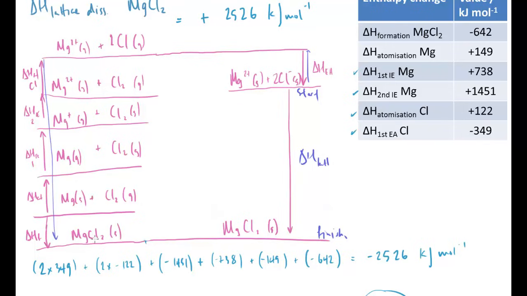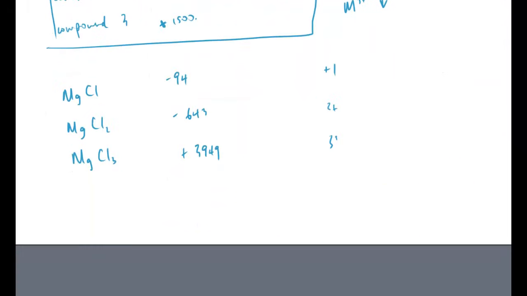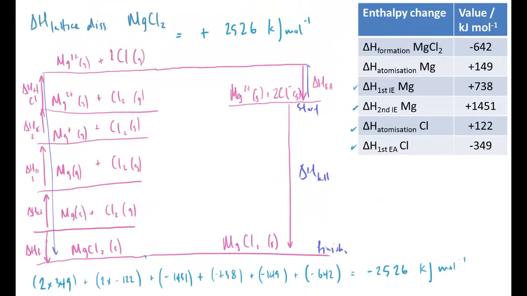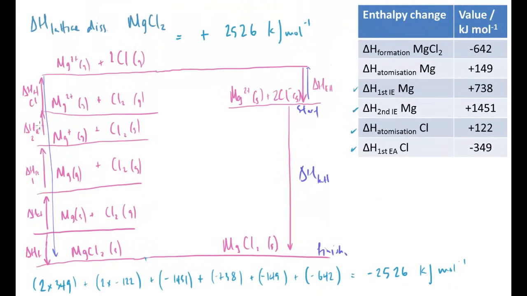That means that it's more stable because it's more exothermic, the MgCl2, than the MgCl, exactly as we can see. However, when we go to MgCl3, we have a third ionization energy to contend with. That third ionization energy is so big it outweighs the change here, and because it outweighs this change, we end up with an enthalpy of formation which is positive.